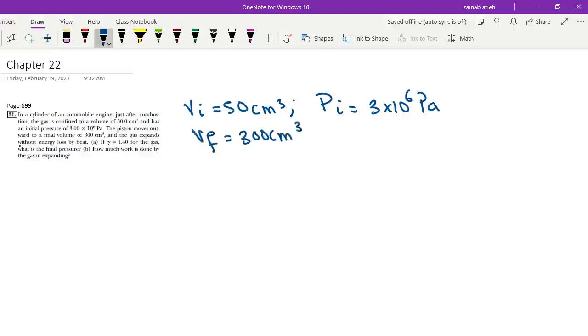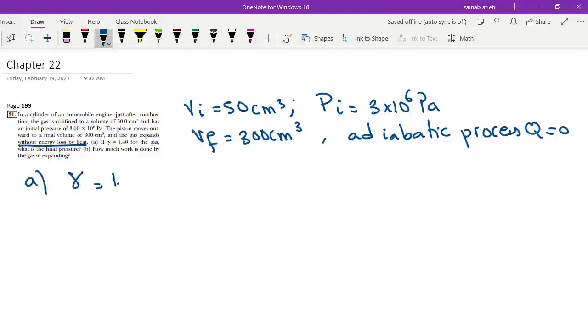And the gas expands without energy loss by heat. He's saying without energy loss by heat, he means that this is an adiabatic process. So we have an adiabatic process since Q is zero. If gamma equals 1.4 for the gas, what is the final pressure? So in part A, given gamma equals 1.4, he's asking me for the final pressure, so P final.